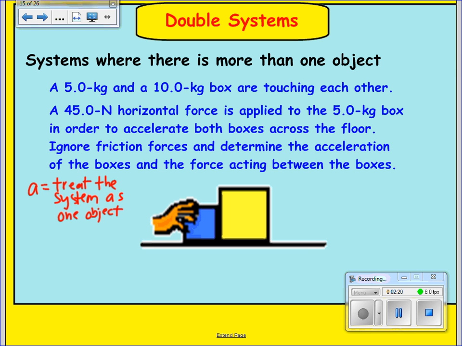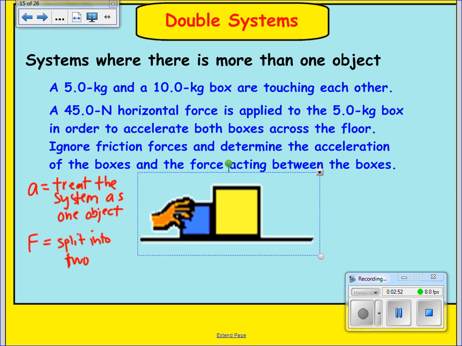Now, for the second part of the question, we're asked to define the force acting between the boxes. So in other words, the force that the blue acts on the yellow and the yellow acts on the blue. Those are the forces in between. When you need to find those forces, we're going to go ahead and split the system into two. All right, so I'll leave that up there to remind ourselves that we're going to treat it as one system when we find the acceleration, and then separate to find the force. Okay, so let's go ahead and do this problem.